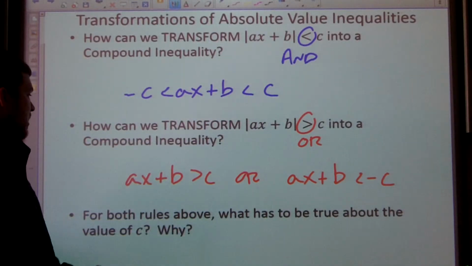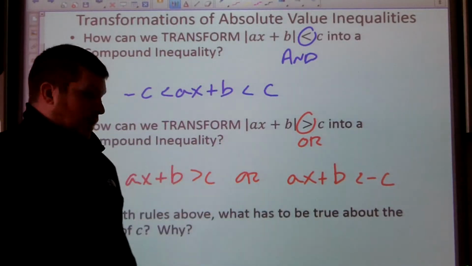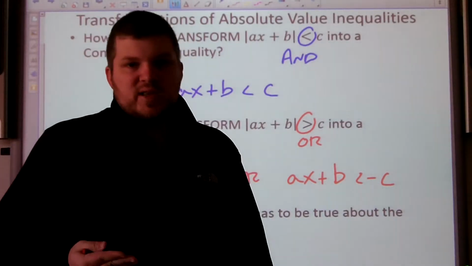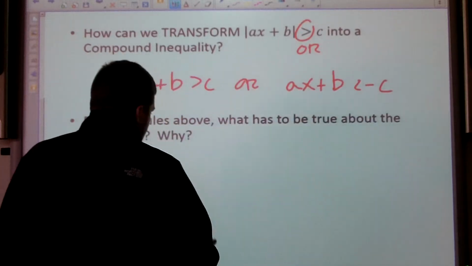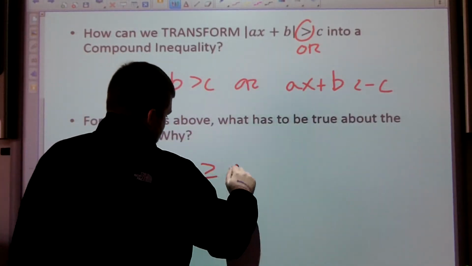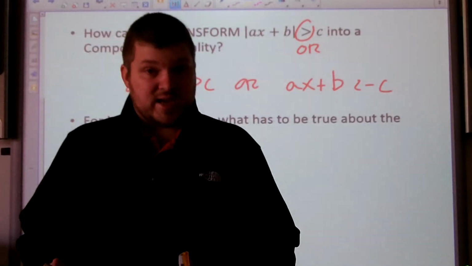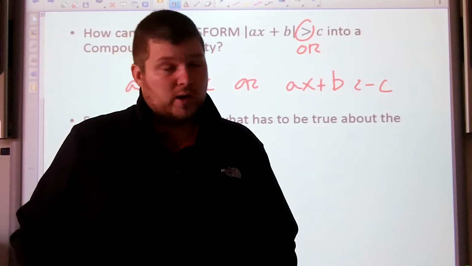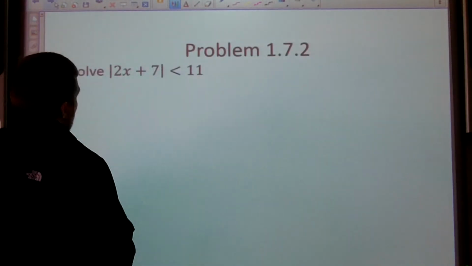Now, what has to be true about the value for c? Well, distance away from 0, think about it. Can distance ever be negative? No, so distance always has to be greater than or equal to 0. So c always has to be greater than or equal to 0. That means distance has to be 0, meaning you stay at 0, you don't leave your house, or it's positive, you're walking away. You can't have negative distance, doesn't make sense. Okay, so let's solve this.